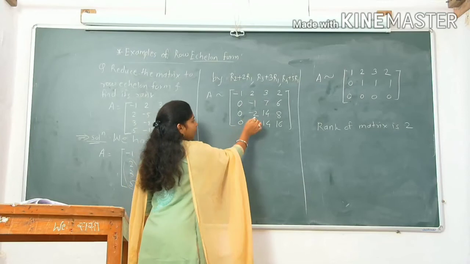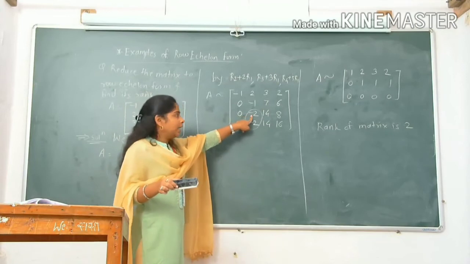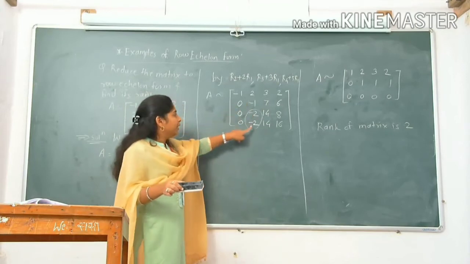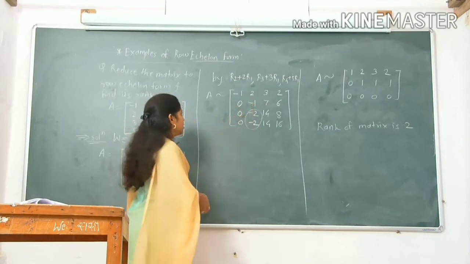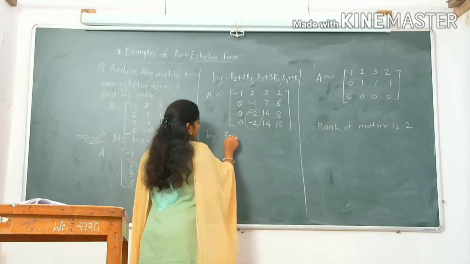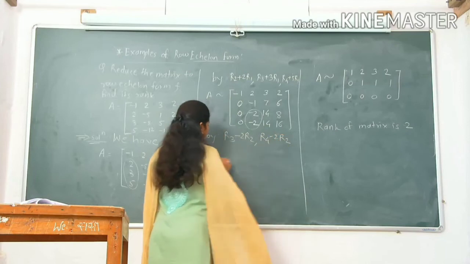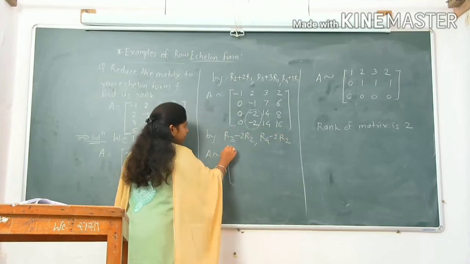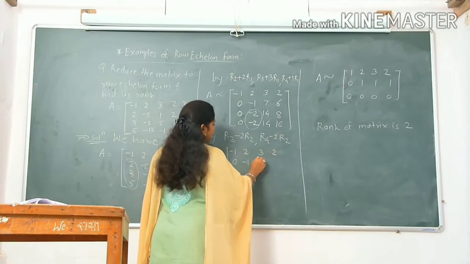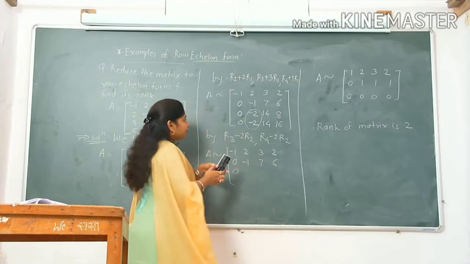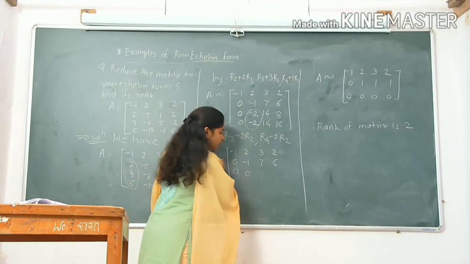Now we have to make these elements 0. So by performing R3 minus 2R2 and R4 minus 2R2, we can get these elements to be 0. So by performing R3 minus 2R2 and R4 minus 2R2, we get A is similar to the first row as it is, second row as it is, 0, minus 2 minus minus 2, which is minus 2 plus 2 is 0.